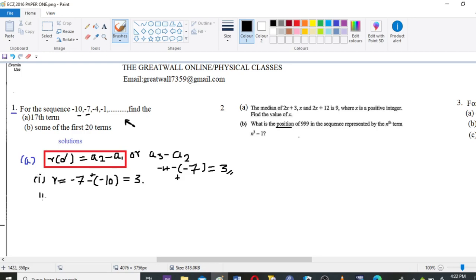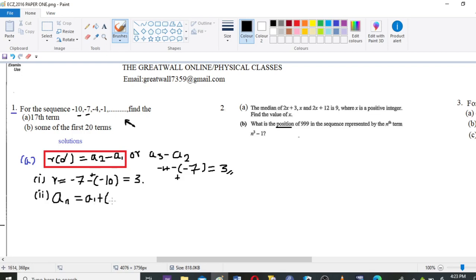Upon finding the common difference, we need to go ahead and write the nth term formula. The general nth term for arithmetic progression is given by a subscript n is equal to a, where others will use a1 to mean the first term in your sequence.